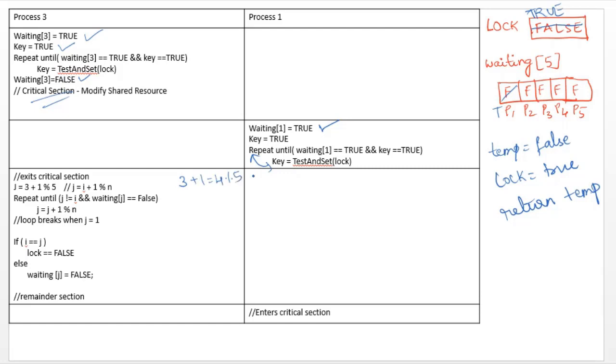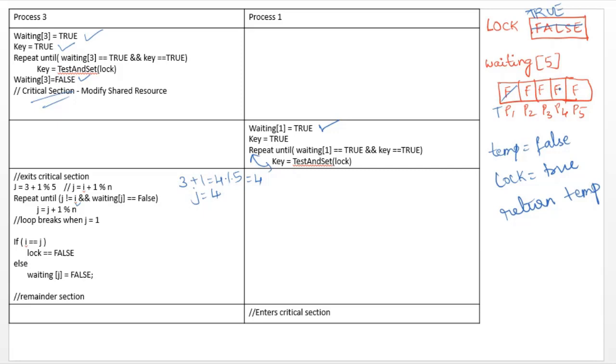4 mod 5 is 4 itself. Now j value is 4. Now check the next while loop. j is not equal to i. Is that right? j value is 4, i value is 3. So this condition is satisfied. Waiting of j is equal to false. Waiting of 4 is equal to false. Yes, it is also true.